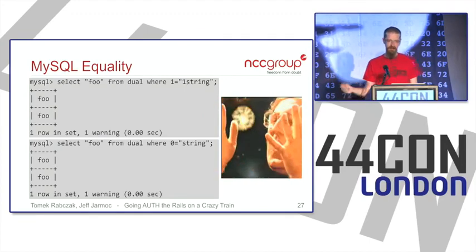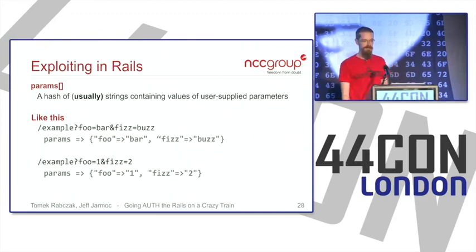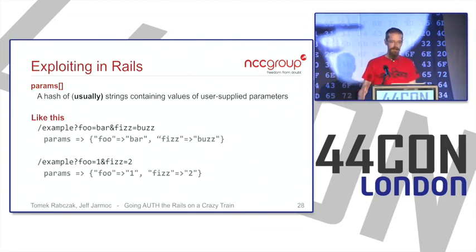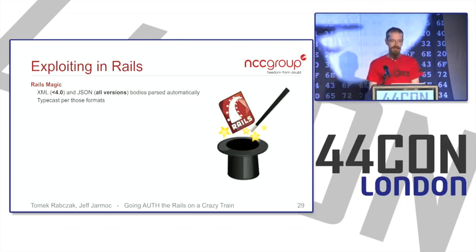So how can we exploit this in Rails? Well, there's the params hash, which is a hash of what are usually strings containing the values of the user's supplied parameters. In the examples there, parameters foo equals bar and fizz equals buzz give us back a params hash with keys foo and fizz, and values bar and buzz. If we do the same thing passing in integers, the important point to note is that those are quoted, so they're actually string representations of those integers, not integer values. So this isn't going to help us because we can't get integers through to the MySQL comparison. But there's some Rails magic that can help us here.